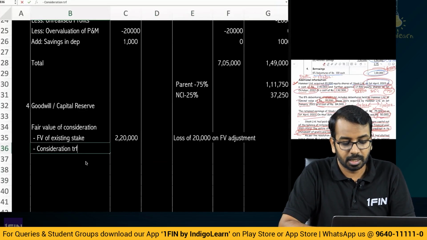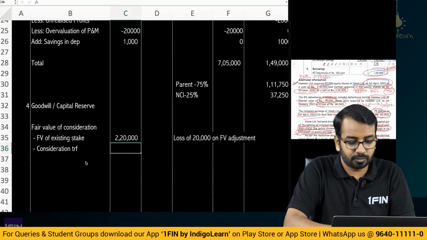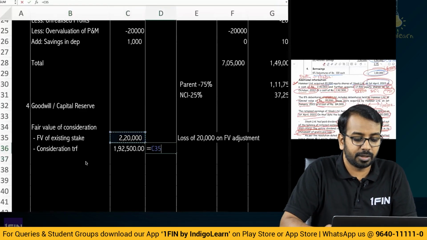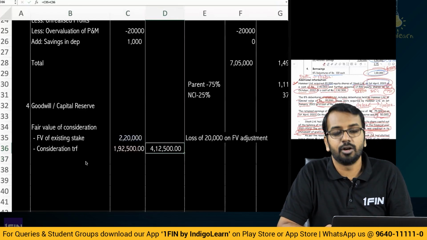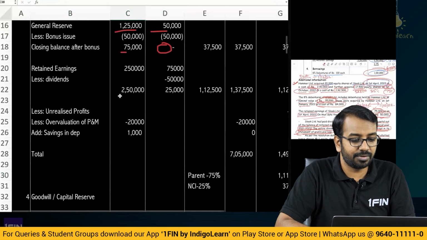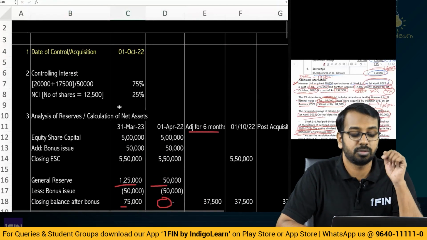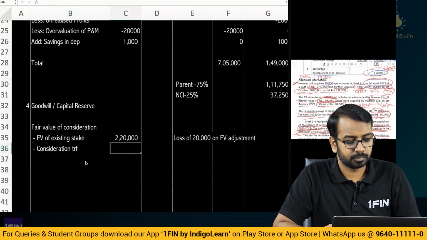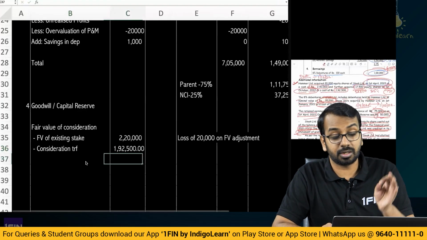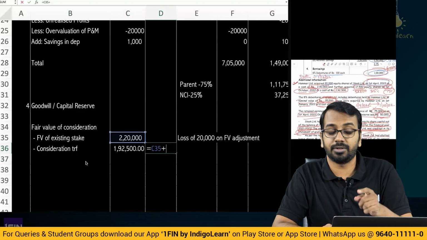Consideration transferred: currently what they have paid is 1,92,500. So the total consideration becomes 2,20,000 plus 1,92,500, which is 4,12,500. Then fair value of NCI. The fair value of the existing stake is 2,20,000, and consideration transferred is 1,92,500 as given in the question.